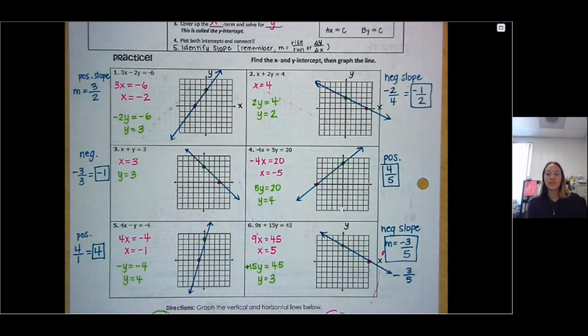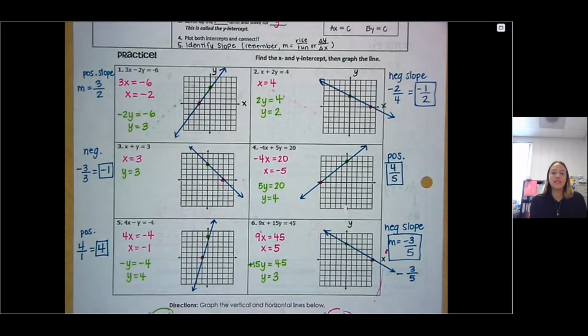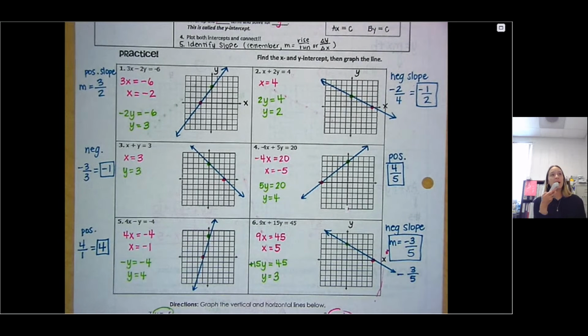We will get there. All right, you ready to check the first ones? Let's check, and if you didn't write down the slope, write down the slope. Did you get number 3, x equals 3 and y equals 3? So your slope is negative 3 over 3, which you can reduce to negative 1.